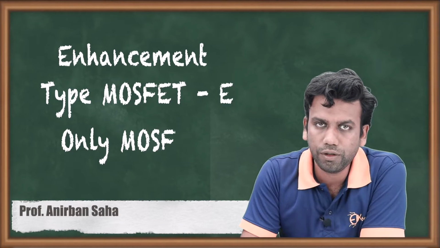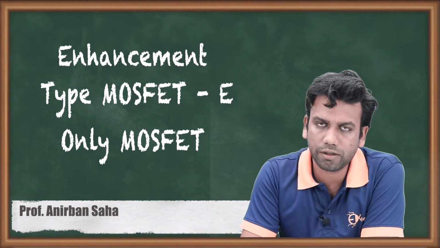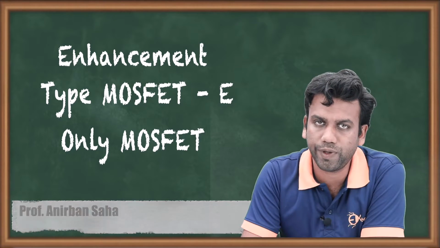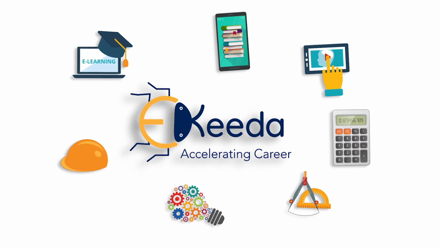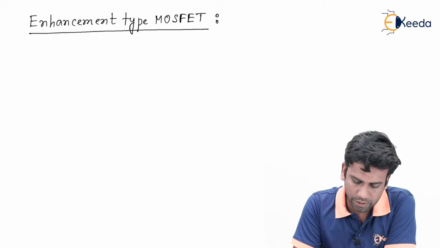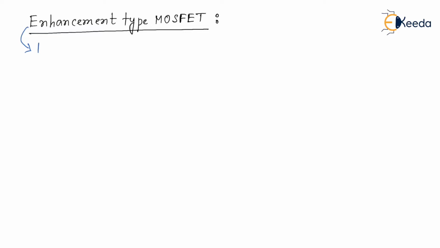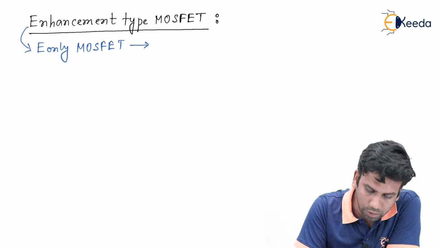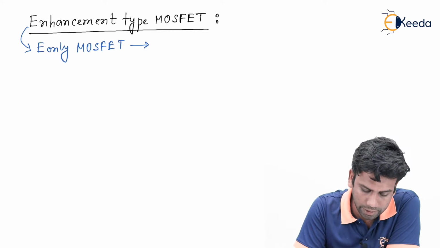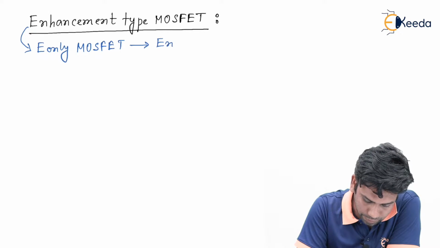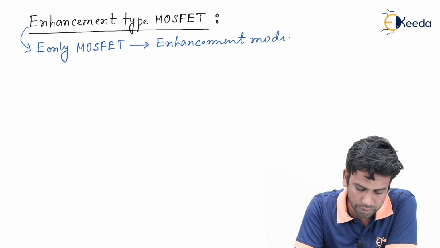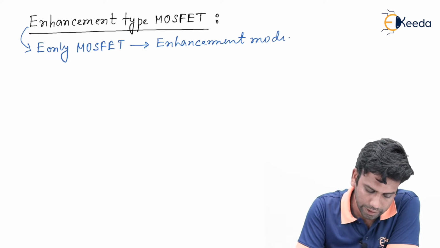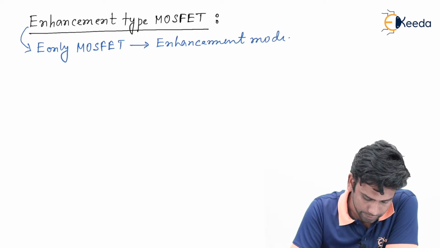Hello friends, in this video we are going to discuss the basic construction of enhancement type MOSFET. The enhancement type MOSFET is also called E-only MOSFET, because the only mode that exists in this MOSFET operation is the enhancement mode. No depletion mode operation is possible in this enhancement type MOSFET. That's why it is also called E-only MOSFET.